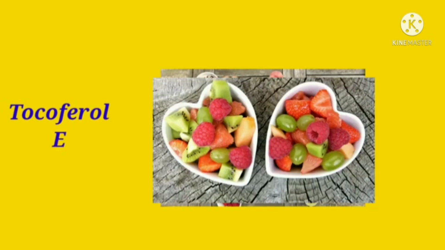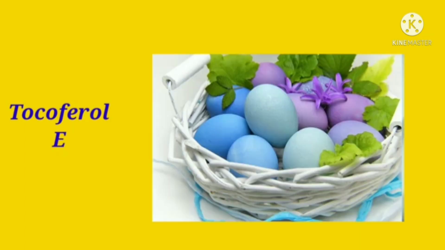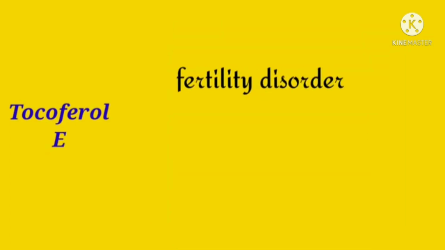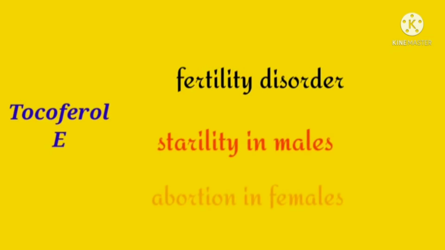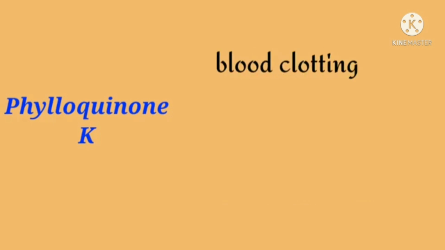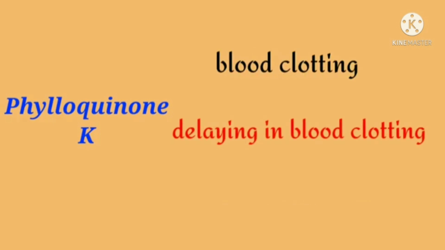Tocopherol, that is vitamin E. It is found in vegetables, fruits, meat, eggs, sunflower seeds. The absence of vitamin E causes fertility disorder; sterility in males and abortions in females are symptoms. Phylloquinone, vitamin K, is found in green leafy vegetables, milk, etc. Deficiency of vitamin K causes delay in blood clotting and over bleeding.